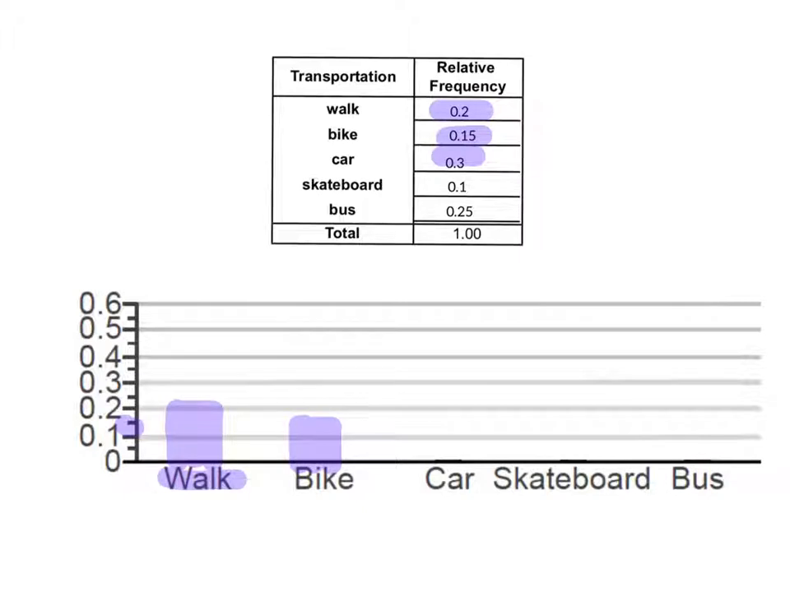Next we have car at 0.3. So that would be up here. And then skateboard is at 0.1. So that will be my first gray line here. And then bus is at 0.25. And that will be in the middle of 0.2 and 0.3, which is about here. Okay, so this is my bar graph, and this bar graph represents the data in the relative frequency table. And that completes the entire question.